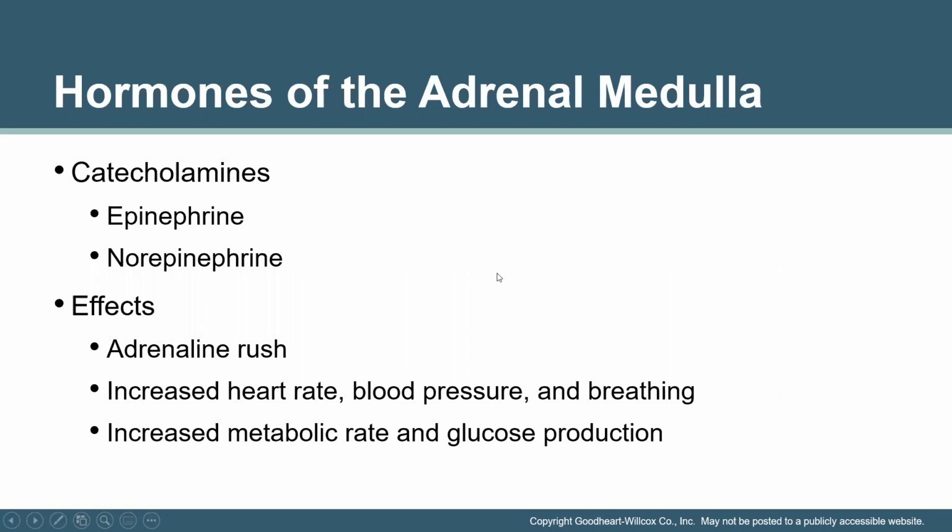So the medulla, I already talked about this. The medulla is the inner portion of the adrenal glands. It produces catecholamines, epinephrine, and norepinephrine. When we have an adrenaline rush, that's what we're feeling. It very quickly will increase heart rate, blood pressure, breathing, metabolic rates, as well as glucose production.